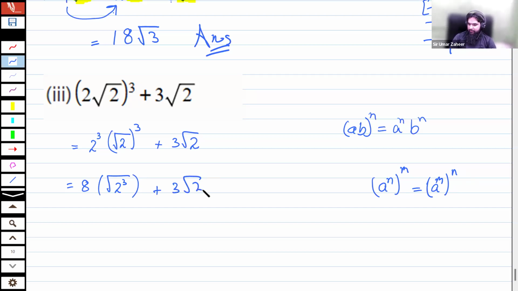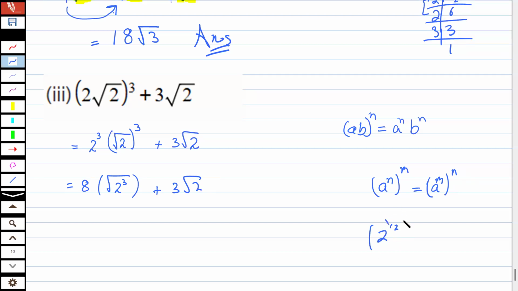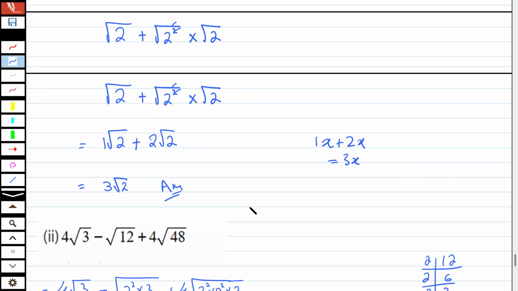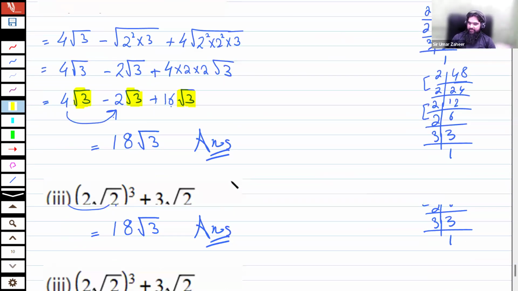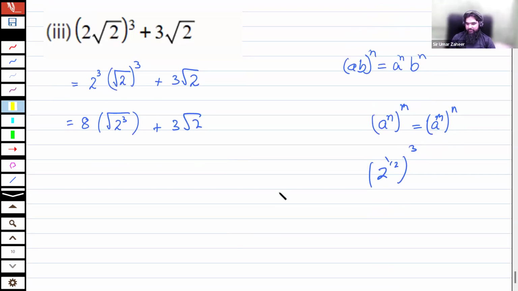Yes, any question? Sir, instead of doing root 2 cube, couldn't we just convert the root 2 into 2 to the power of 1 by 2 and then multiply by 3? Yes, we can. But he says that we have to write the answer in this form, so that's why I'm not converting from the surd form to the indices. I need the answer in this format. If I convert it, at the end I need to convert back as well.